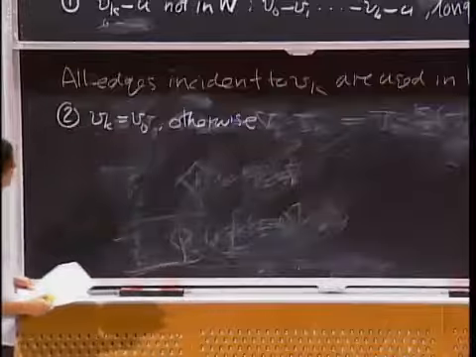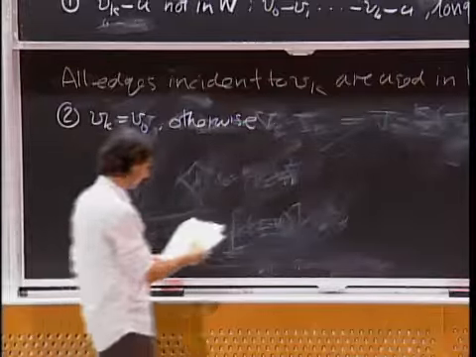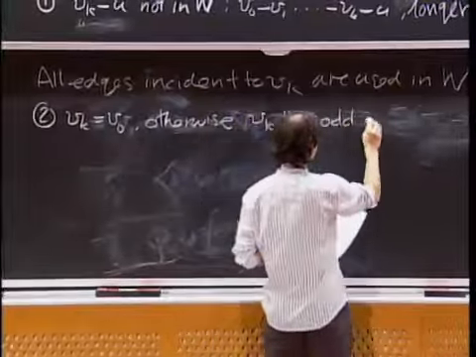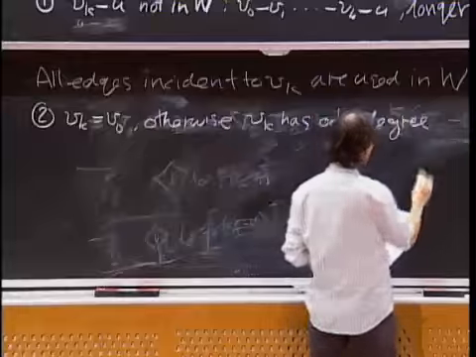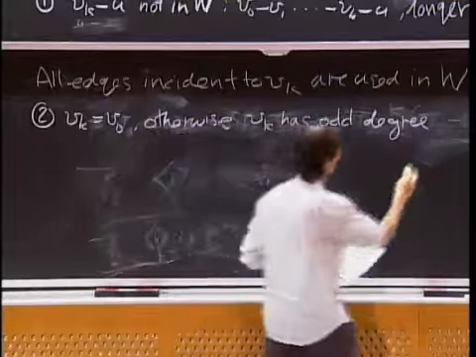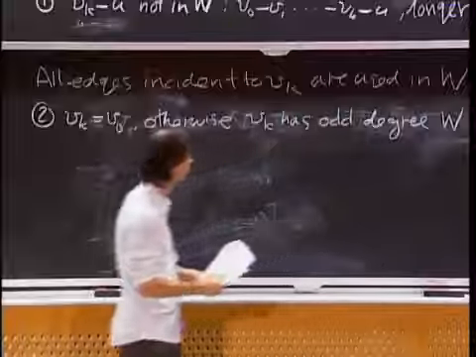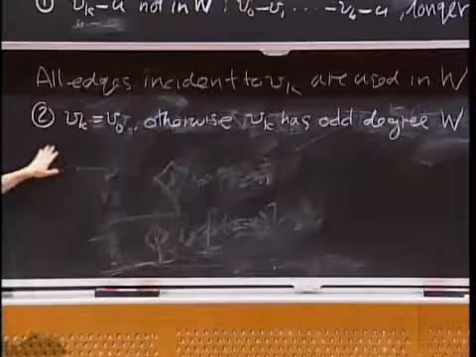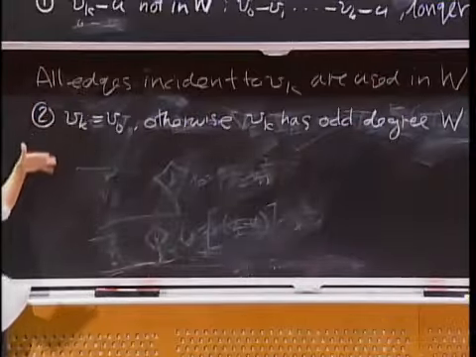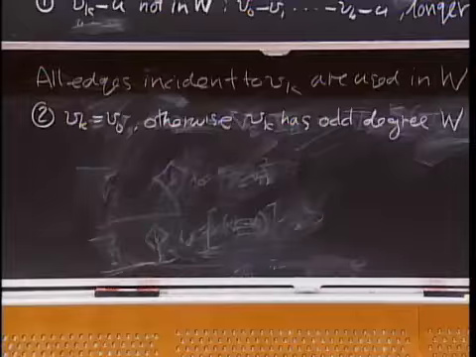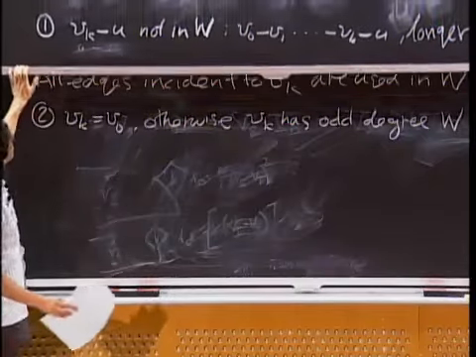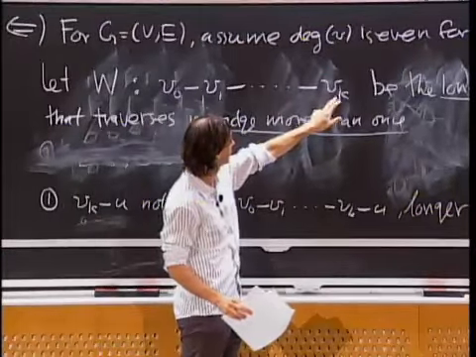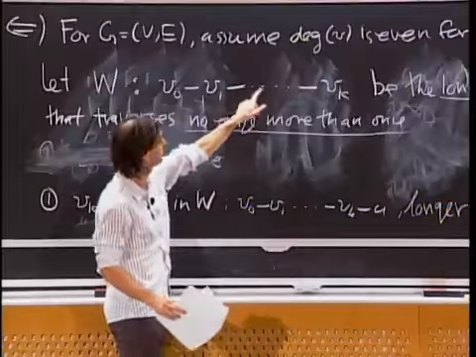Okay, so let's think about that a little bit. So let's write this down. So otherwise, Vk has odd degree, but we only know it has odd degree in this particular walk W. So that's what we do now, because we really consider this walk. So we see that if I have V0 unequal to Vk, then Vk may be repeated in this walk a number of times.